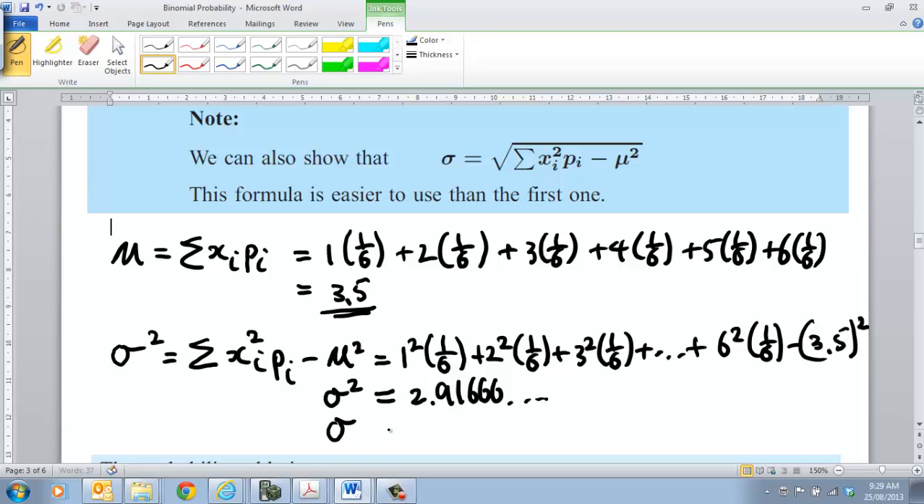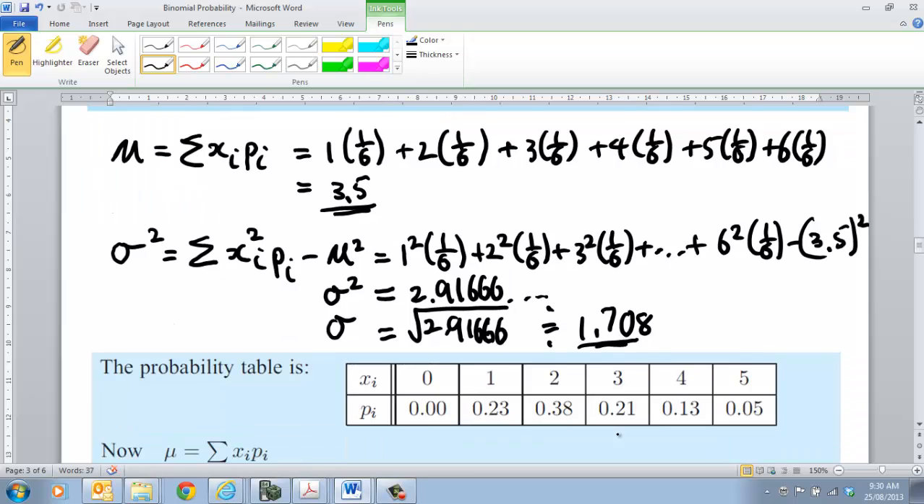So my standard deviation is equal to the square root of all of that. The square root of 2.91666 would give an answer of approximately 1.708. Okay, so for most cases we'd probably be happy with just 1.7 as our standard deviation and 3.5 being the mean of our population.